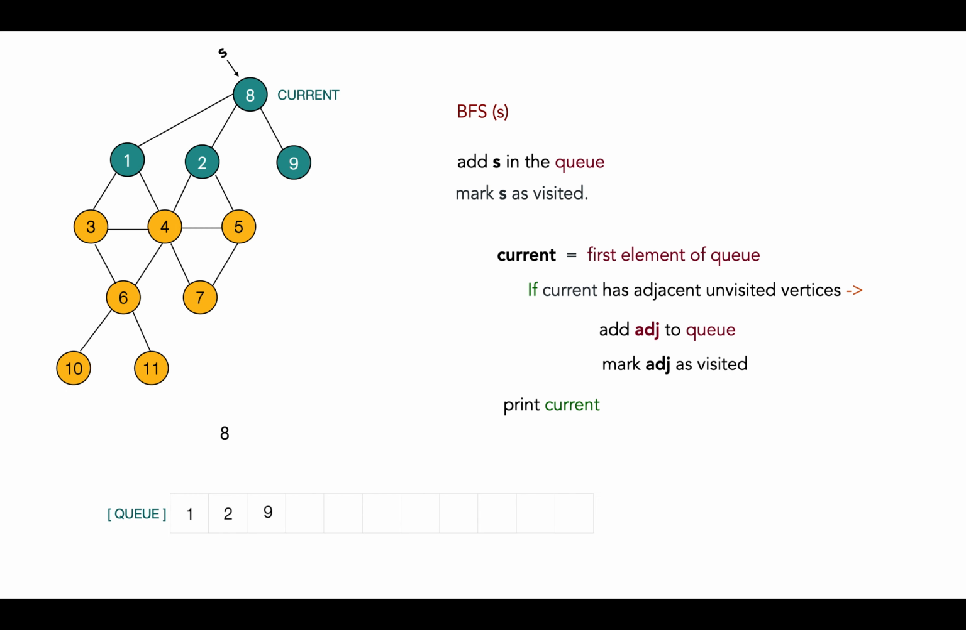When we traverse all of its adjacent nodes, we print the current vertex. And now this will be repeated until each vertex gets visited, that is, until the queue gets empty. So that's all about the logic. Now let's implement it in code.